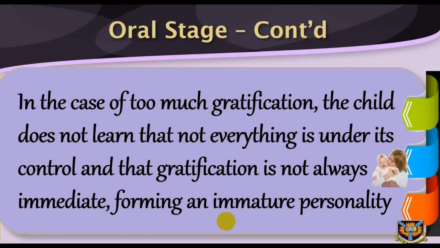On the other hand, a fixation can lead to passivity, immaturity, and unrealistic optimism, but also to the formation of a generally manipulative personality due to improper formation of the ego. This can be the result of either too much or too little gratification. In the case of too much gratification, the child does not learn that not everything is under its control and that gratification is not always immediate, which are the results of weaning, forming an immature personality.